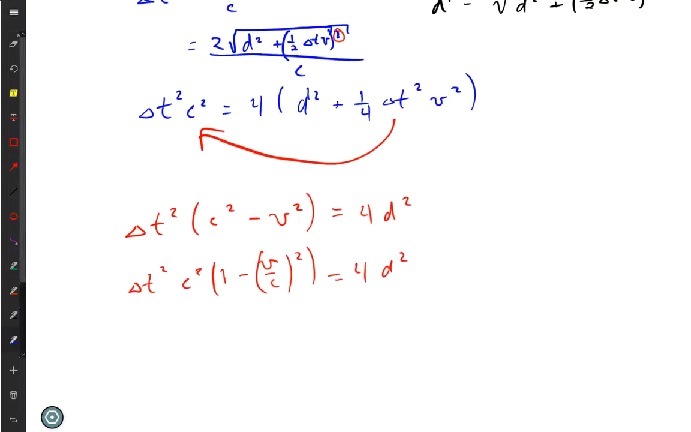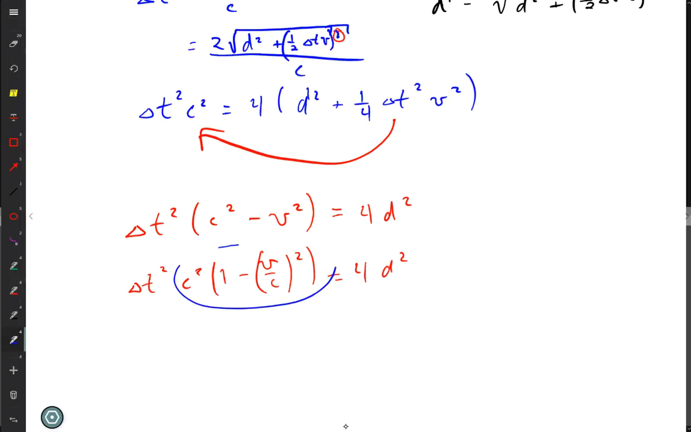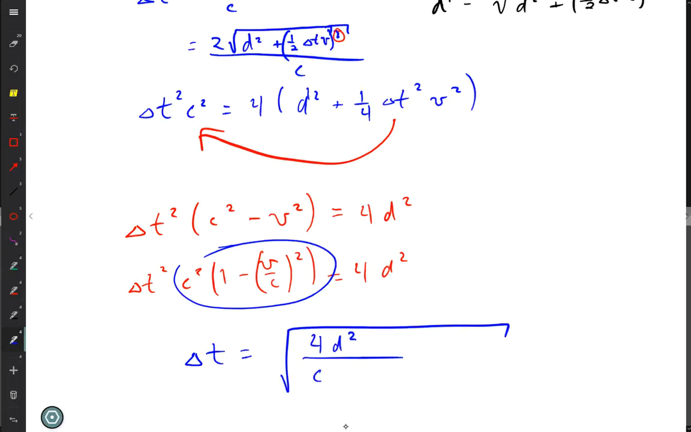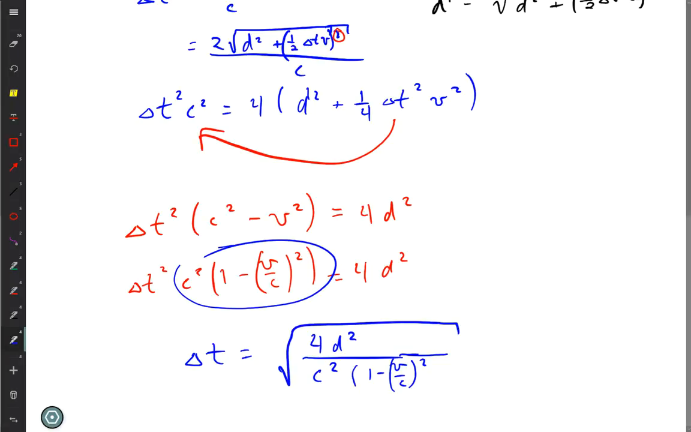Well, what was I trying to solve for? Delta t. So I have to divide everything by this and then square root. So delta t is equal to the square root of 4d squared over c squared times 1 minus v over c quantity squared. Everybody still with me? Now, I did not put a plus or minus sign. Why not? Yeah, it's not going to be a negative time for the tick of the clock, right? We have to think about these things.